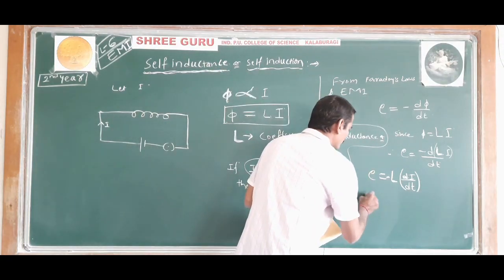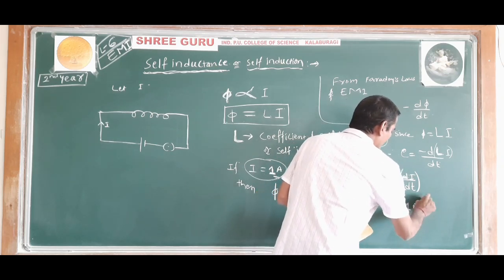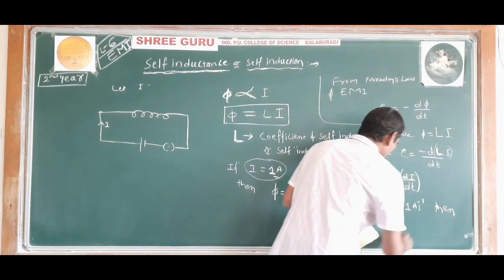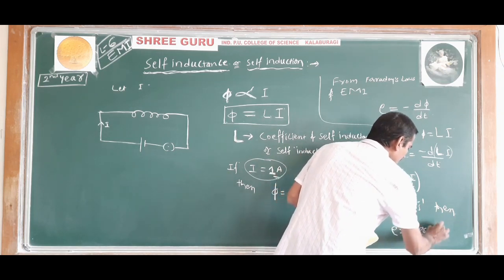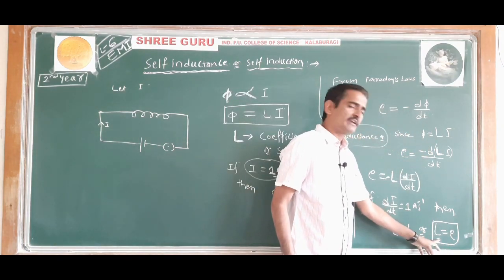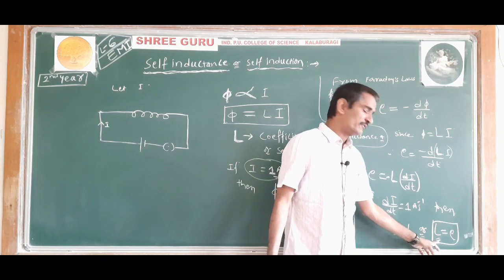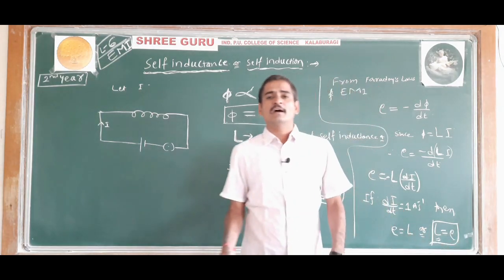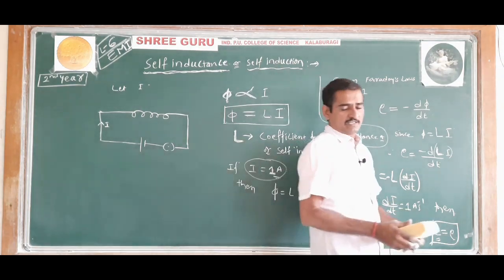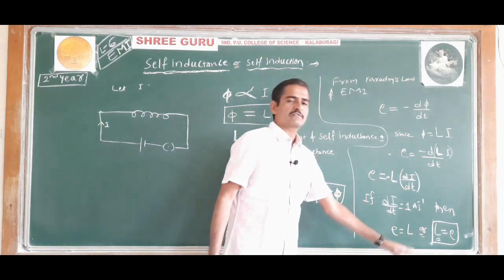Okay, if the rate of change of current, that is di by dt, is equal to 1 ampere per second, then E will be equal to L, or L is equal to E. That is another definition we can make: the coefficient of self-inductance of a coil is numerically equal to the induced EMF when the rate of change of current is unity.